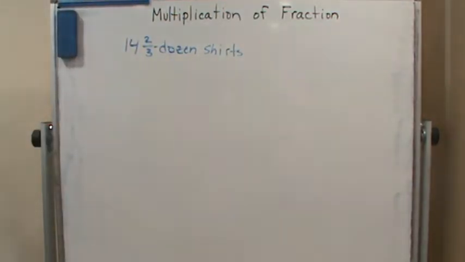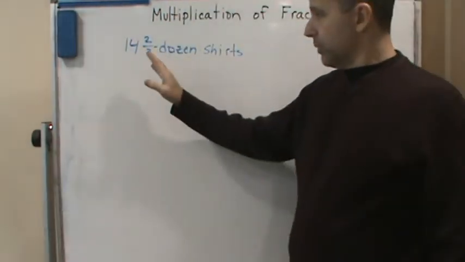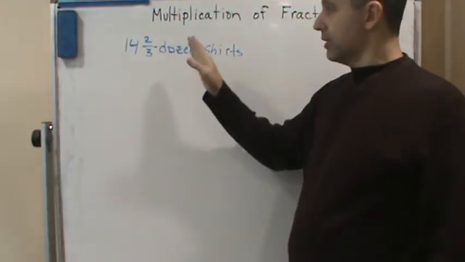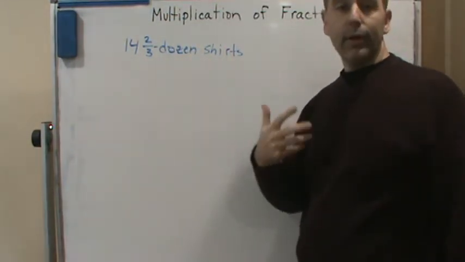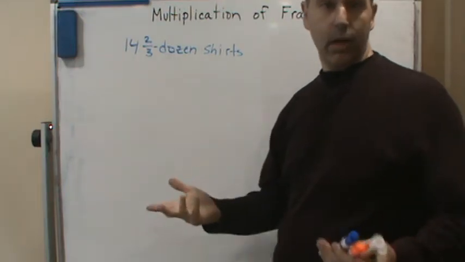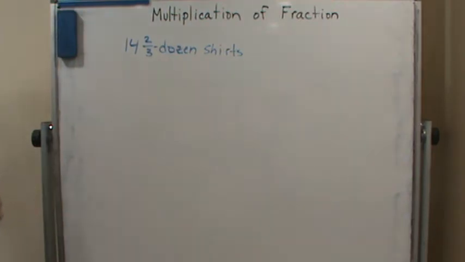Okay, so let me continue. And she needs to calculate the total number of shirts purchased. Okay, well, she bought 14 2/3 dozen shirts. Well, we don't want to know how many dozens she bought. What's a dozen? A dozen is equal to 12 shirts, right?